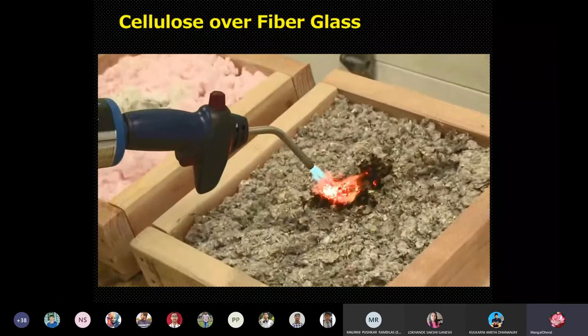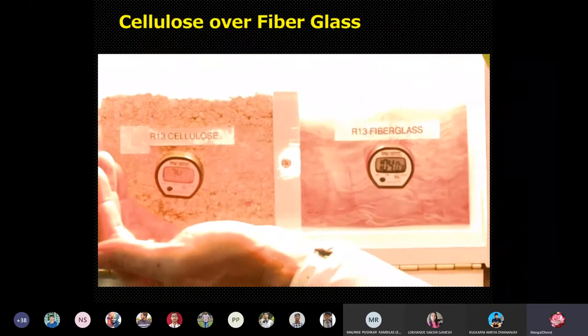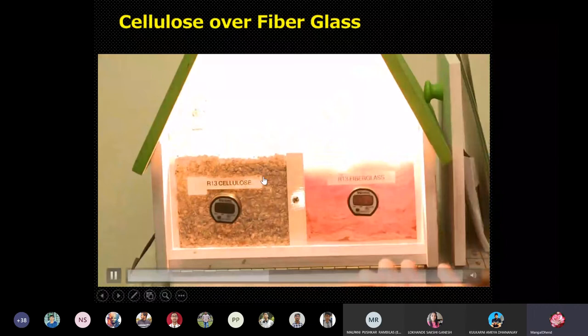All right, now it's been about 10 minutes or so since we've had this light bulb on, and look at the difference. It's 74 degrees and the cellulose came up about 4 degrees, and the fiberglass is 104 degrees. Absolutely amazing. Why would you ever want this in your house? You can see if you have it, which most homes do, it is really severely underperforming.